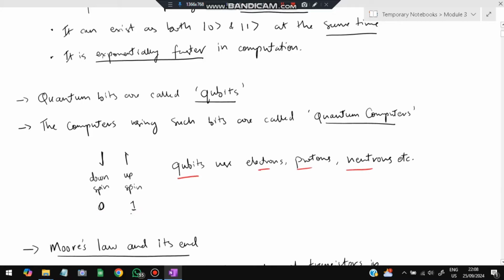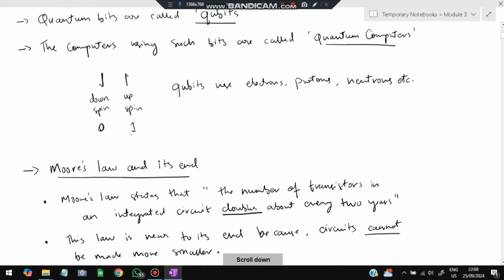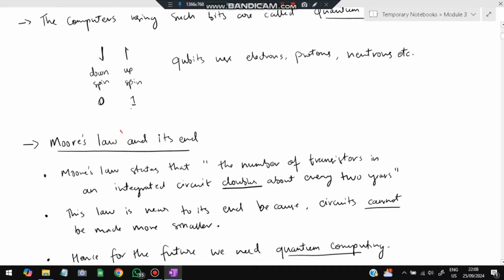So why do we need quantum computing? For that we need to understand Moore's law and its end. Moore's law states that the number of transistors in an integrated circuit doubles about every 2 years. When we make the transistors and circuits, the number of transistors increases two times every 2 years. That is an observed pattern from many previous years. It assumes that it will happen indefinitely, forever, but that's not the case. It will end, and the end is very near.